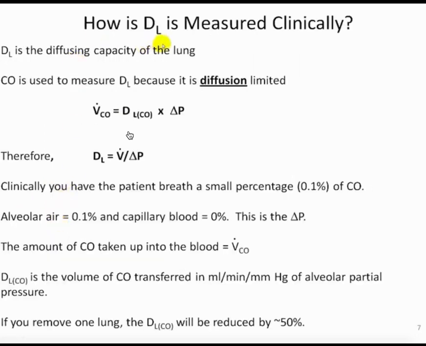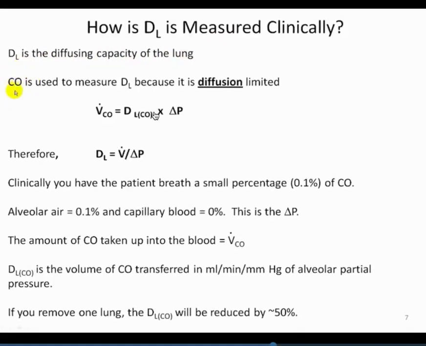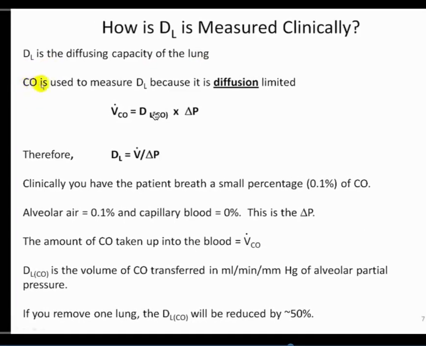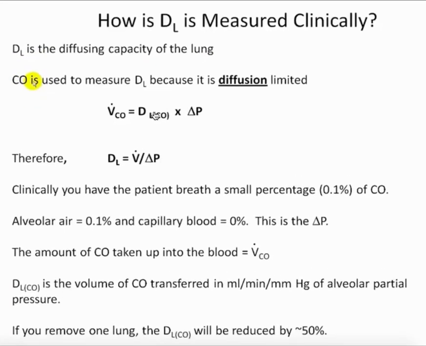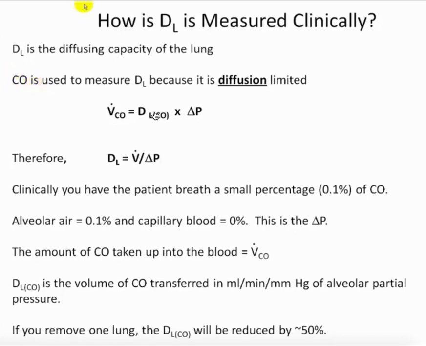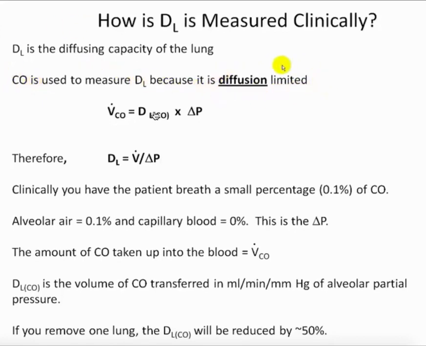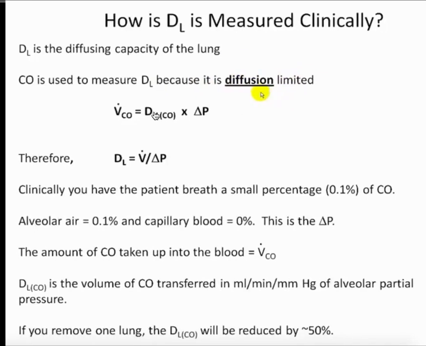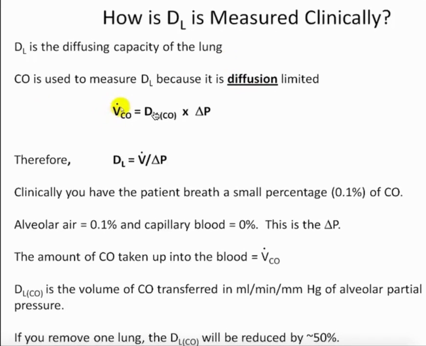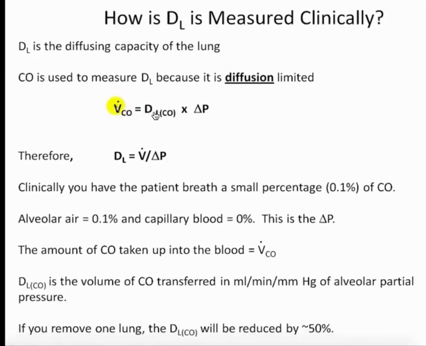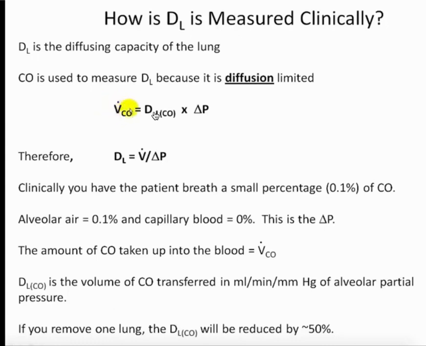And so this raises the question, how is DL measured clinically? DL is the diffusion capacity of the lung, and it's largely set by how much surface area we have and the thickness of that membrane. It turns out carbon monoxide, the same carbon monoxide that's lethal, which comes out of car exhaust and heaters and things like that, is used to measure DL because it is diffusion limited. It's entirely diffusion limited, and that makes it good for understanding the diffusion property of the lung. So we say that the flow of gas, in this case the flow of carbon monoxide, is equal to the DLCO.